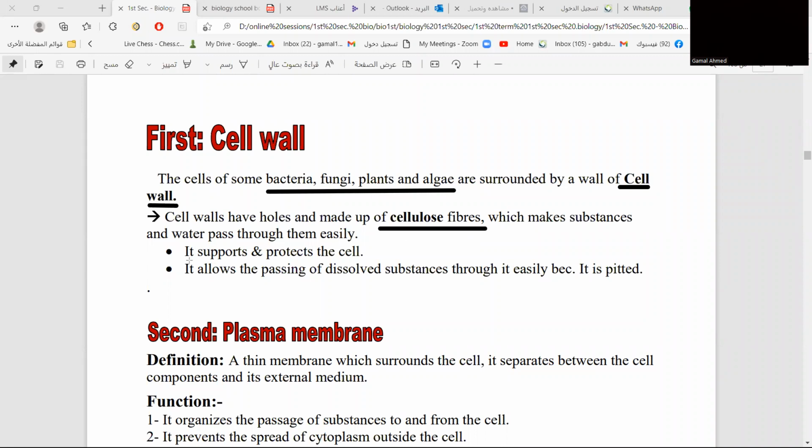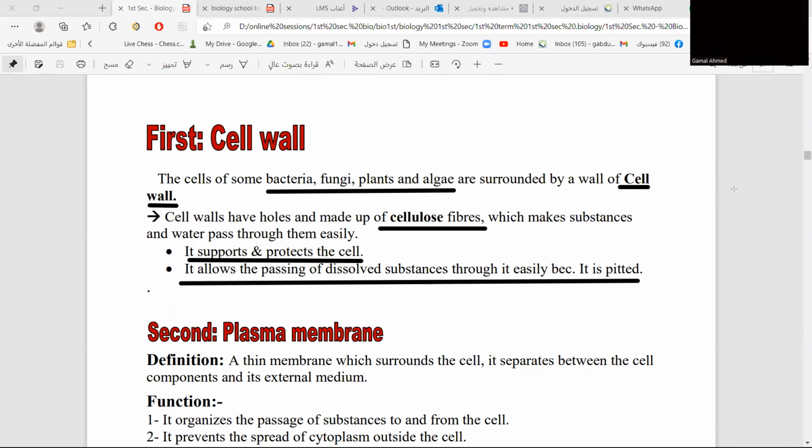The function of the cell wall is to support and protect the cell, and it allows the passage of dissolved substances easily into the cell because it is pitted. Pitted means it has many holes.